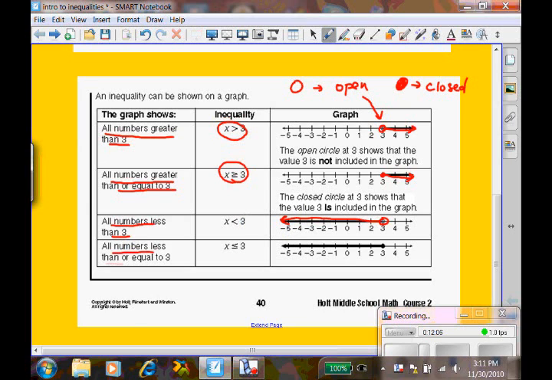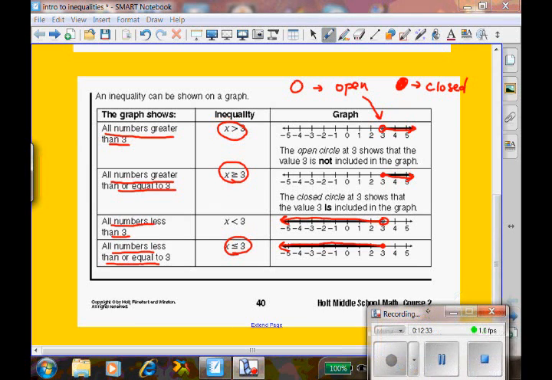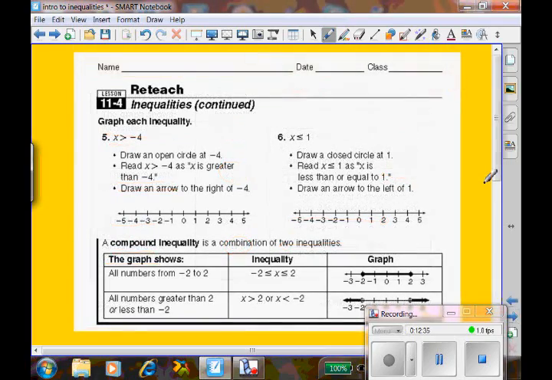And then last, if we have all numbers less than or equal to 3, that would be 3 or less. So that means 3 itself is one of my answers. So I fill that in with a closed circle, so color it in, and then everything to the left of 3, and then I draw my arrow to the left. And that's how you graph an inequality. It's a really pretty simple idea, but it has a few things to remember here.